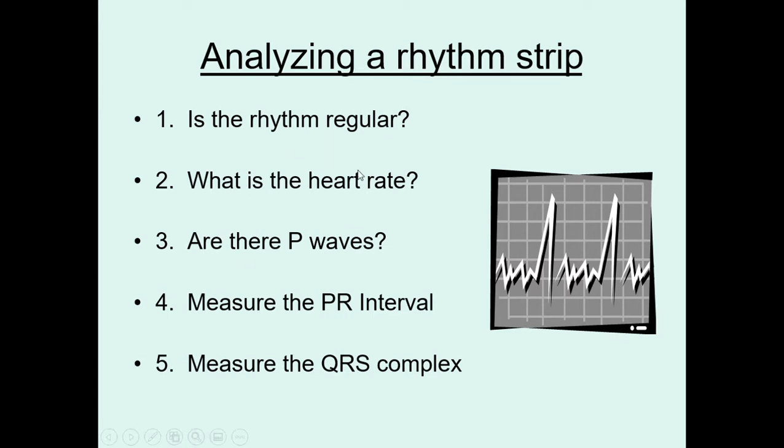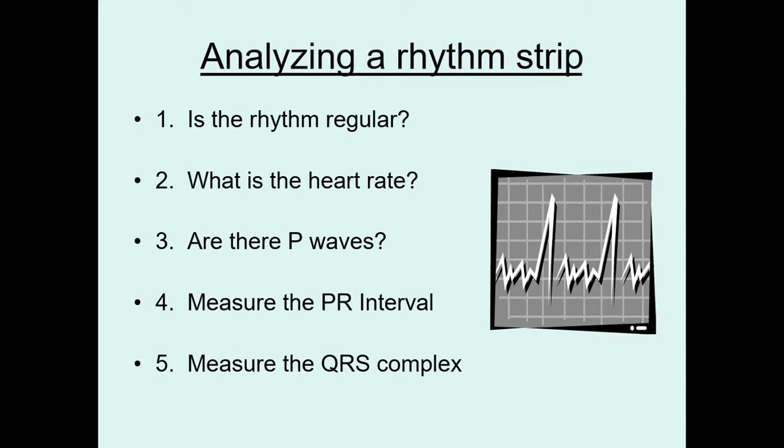So this is the five-step process. And these are the 5 questions that you have to ask when looking at each individual rhythm. Is the rhythm regular? It's a yes or no answer. What is the heart rate? Are there any P waves? Measure the PR interval and measure the QRS complex. It's pretty simple, the 5-step process is.